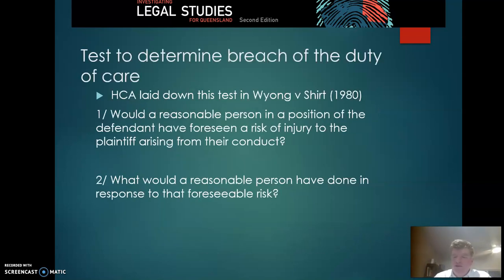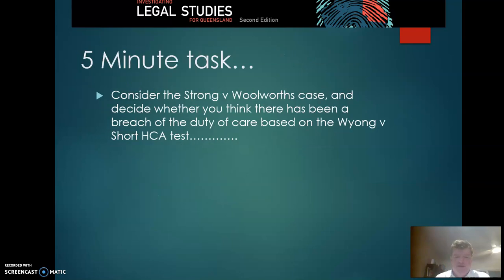This was interesting. Wyong versus Shirt. This was a case about water skiing and a shallow area in the lake, and whether the city council, Wyong City Council, should have clearly marked that there was a shallow area. Right? So would a reasonable person in a position of the defendant have foreseen a risk of injury, and what would a reasonable person have done in response to that foreseeable risk? And in this case, they found that it wasn't reasonable to expect a city council to be aware of all the shallow parts in the lake and have them all signposted out for someone, as much as there was a tragic injury that came out of the situation.